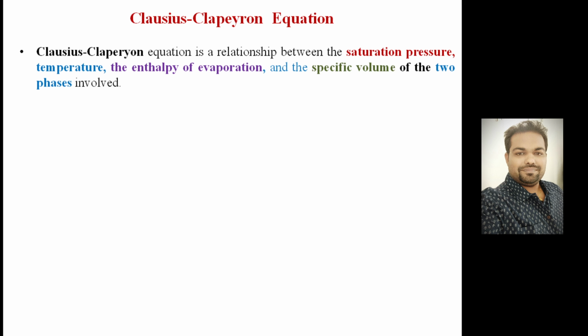Next topic is Clausius Clapeyron equation. So Clausius Clapeyron equation basically gives the relationship between saturation pressure, saturation temperature, specific volume, and enthalpy of evaporation for the two-phase zone particularly. So we can say Clausius Clapeyron equation is a relationship between the saturation pressure, temperature, enthalpy of evaporation, and the specific volume of two phase involved. So with the help of Clausius Clapeyron equation, one can easily determine the properties variation in two phase zone.